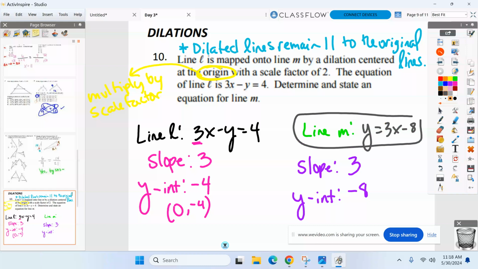All right, good work. Dilated lines remain parallel. If you're dilating through the origin, you can multiply by the scale factor. Questions, comments, concerns? All right, a couple more here.